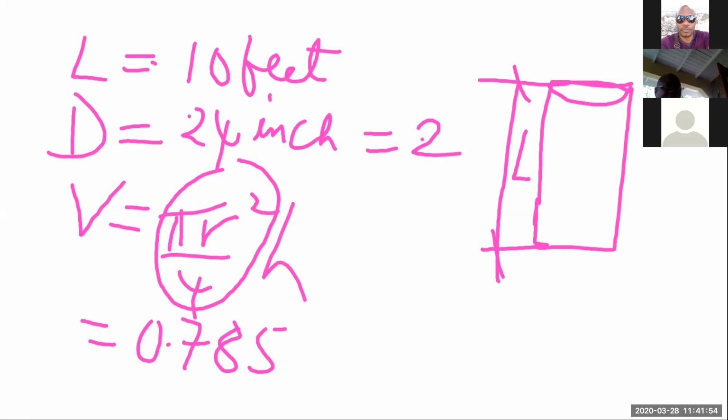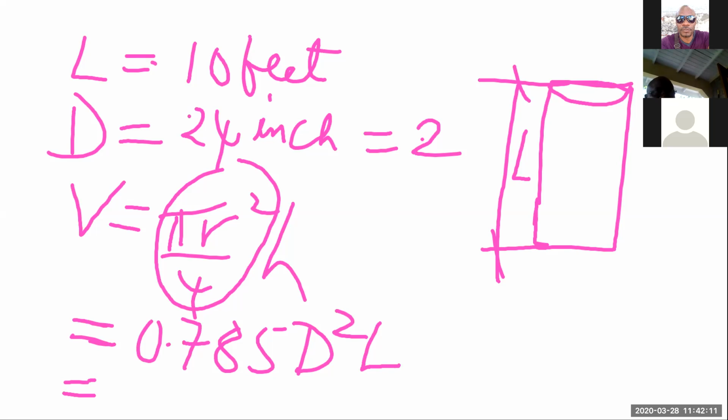0.785 by the diameter squared by the height. In this case it is the length of the pipe. You could say L if you want, or H. So if they give you that, you could calculate the volume of water inside there, right?